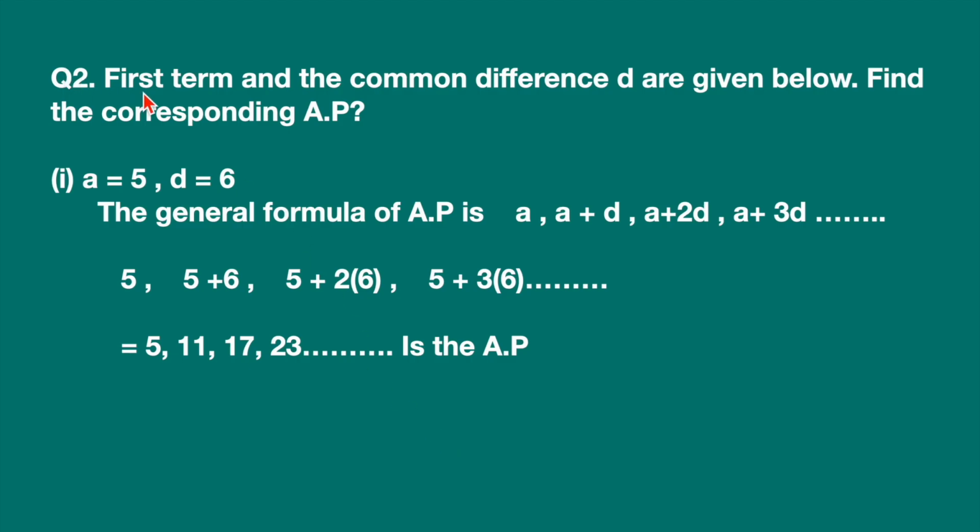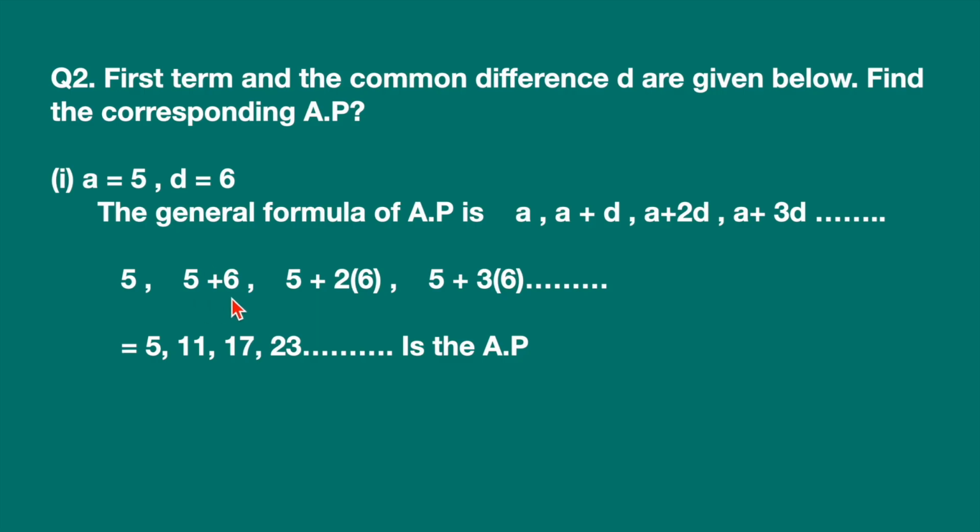Question 2. The first term and the common difference D are given below. Find the corresponding AP. Very simple. They have given us A and they have given us D. A is 5, D is 6. So the general formula you know, this is for AP. Let's write down the first 5: A, 5 plus D.